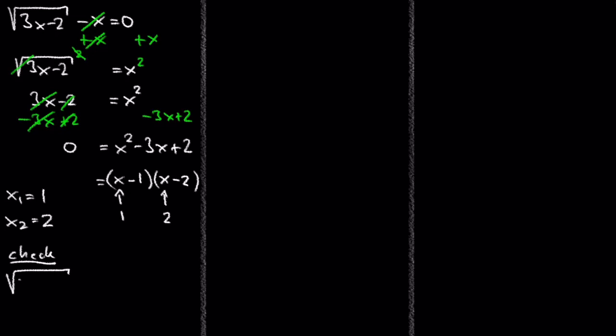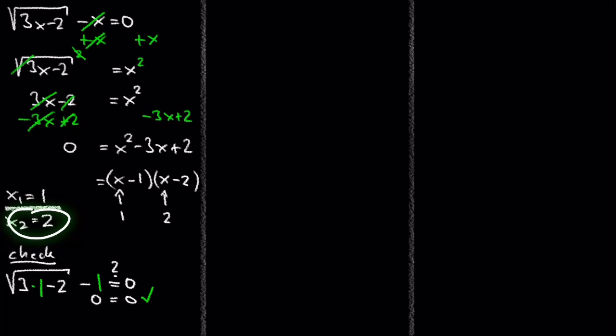The square root of 3 times 1 minus 2, minus 1, equals 0. 3 times 1 is 3, minus 2 is 1. The square root of 1 is 1, and 1 minus 1 is 0. 0 equals 0 is true, so the solution 1 fits in our original equation.